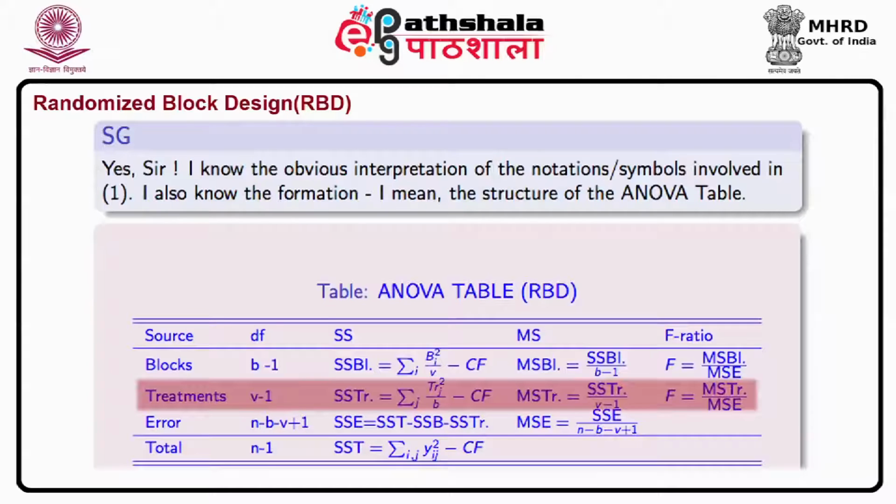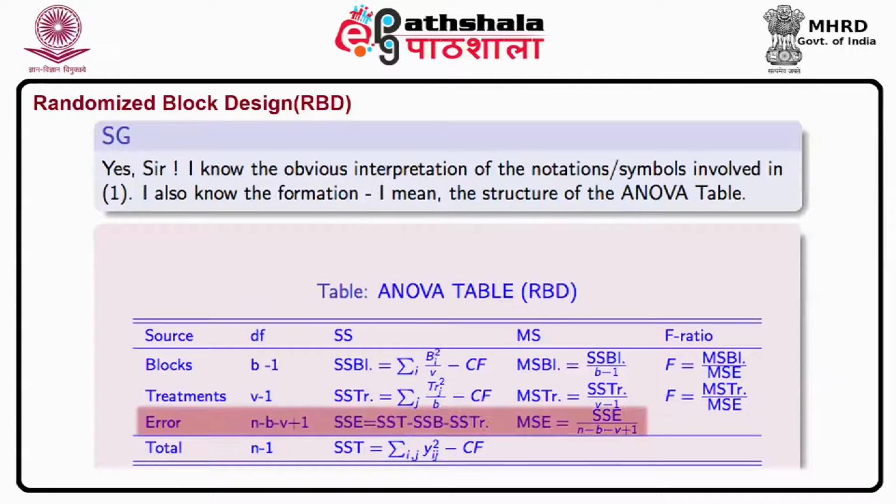Again, for the treatments, the degrees of freedom will be v minus 1. The sum of squares for the treatment is equal to the sum over j of T_j squared by b minus the correction factor, and the MS treatment will be like this. So the F ratio is equal to MS treatment by MSE. And finally, the error degrees of freedom will be n minus b minus v plus 1. The sum of squares of error is equal to SST minus SSB minus SS treatment. And finally, the MSE is equal to SSE by n minus b minus v plus 1.